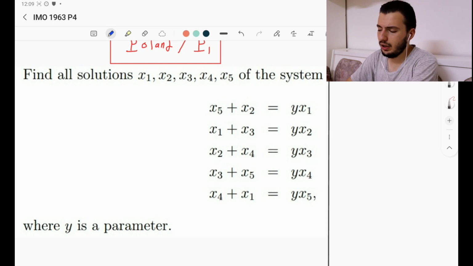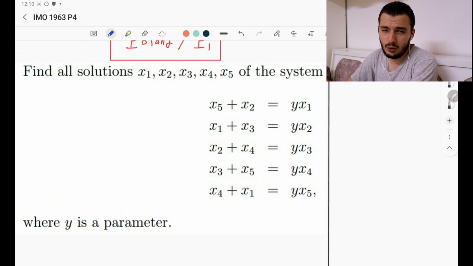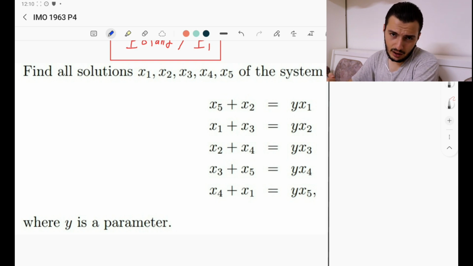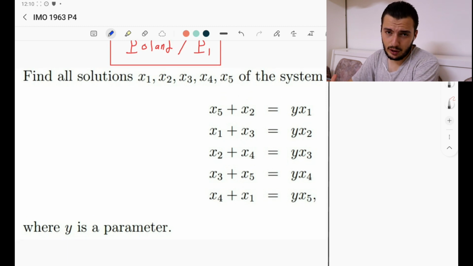Alright, so what exactly can we do here? Let's have a look at our equations. They seem kind of simple, like sum of 2 equals y times something, and so on. Usually in IMO problems, we don't go brute forcing. For example, we don't find x5 in terms of other stuff and x4 in terms of other stuff, because this will be boring. So instead, we try to find some tricks. For example, what happens if we add equations, if we add and subtract and stuff like this.